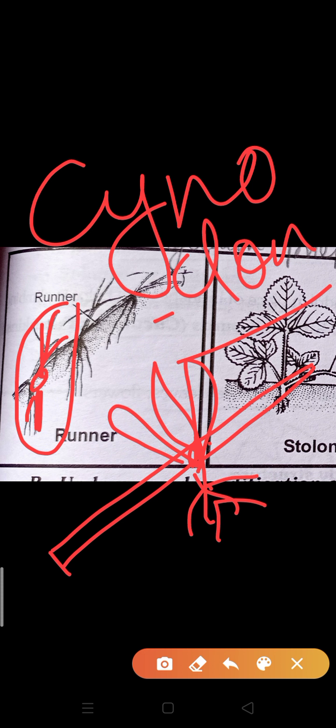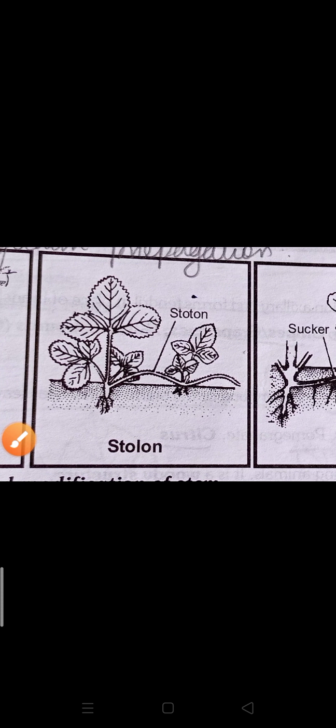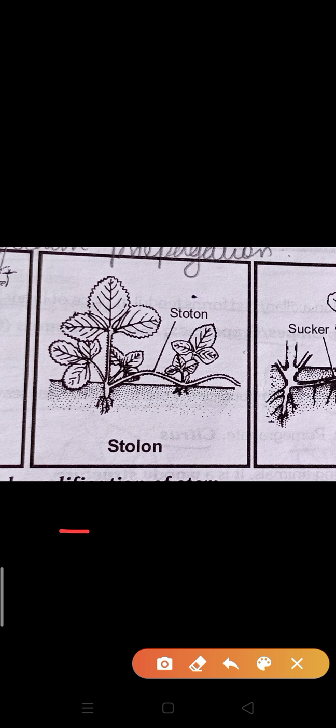Runners in doob ghas. The second type of modification in subaerial form is stolon. Okay, you can see stolon here. Many of you who are interested in gardening can observe it. It is basically found in strawberry. The main difference between runner and stolon is that in a runner the stem runs parallel to the soil, but in this case the stem is curved, as you can observe. So because of it, it's known as the stolon.